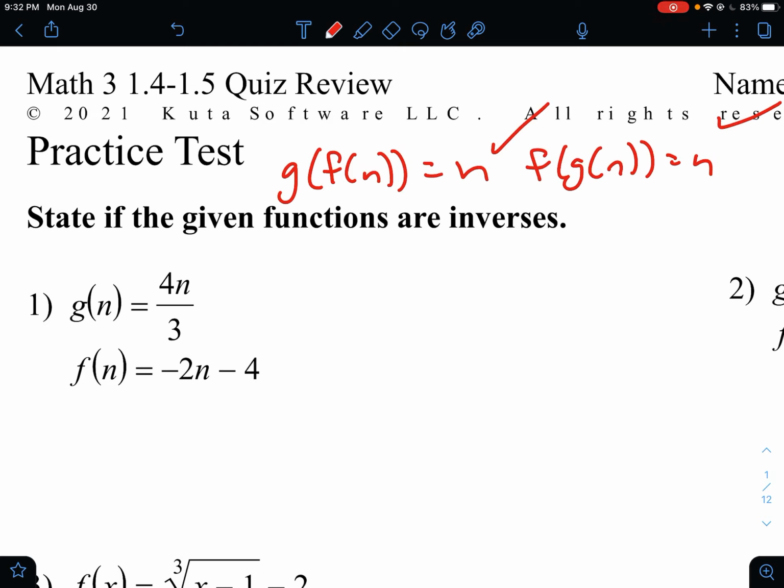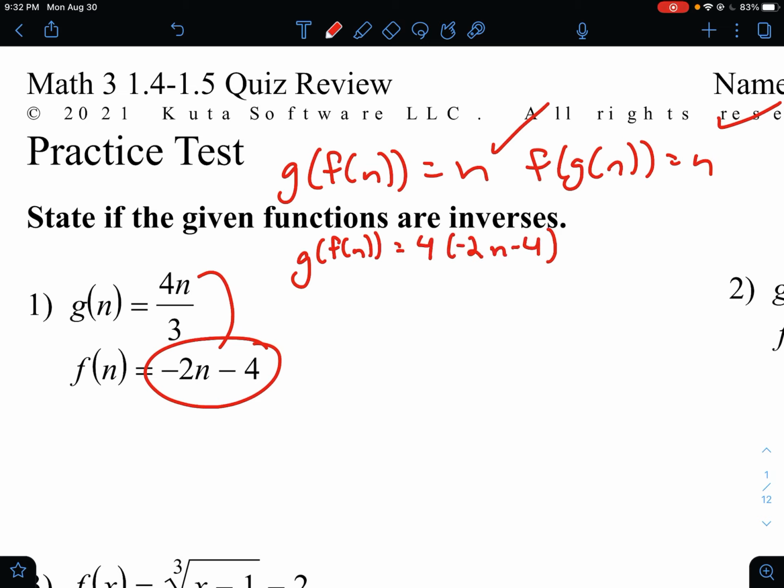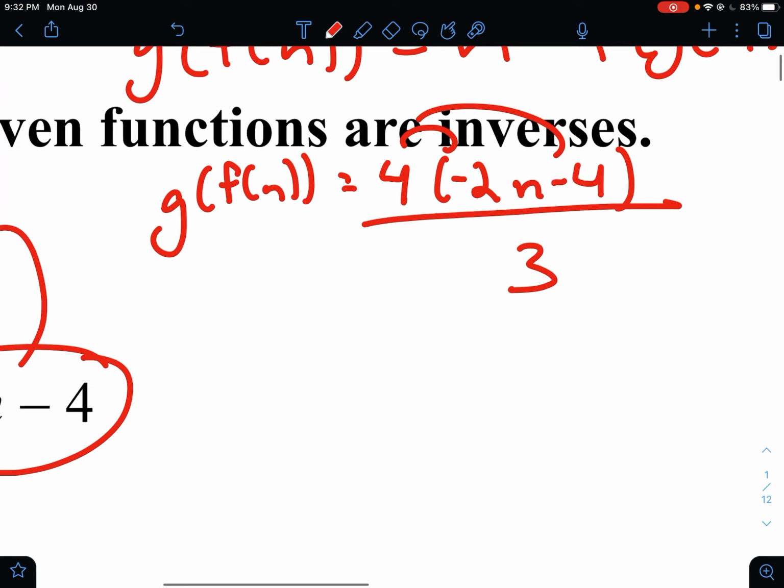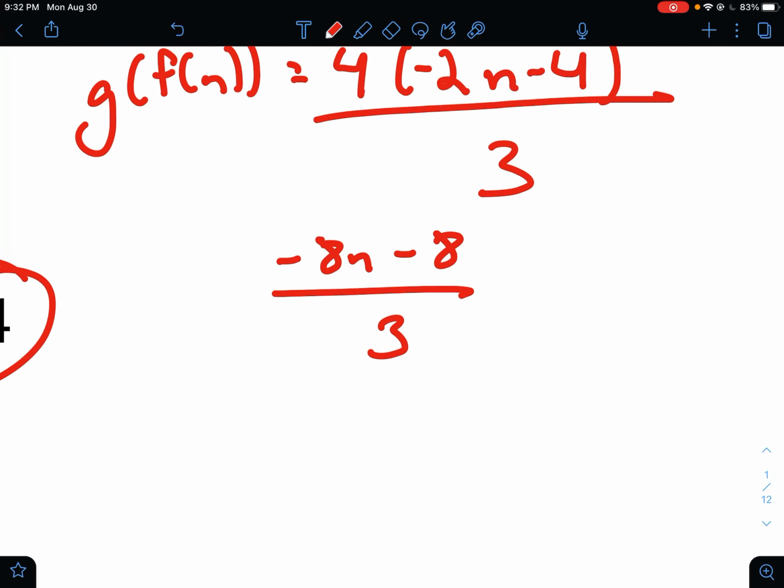We will find g of f of n. So I'm going to go ahead and plug this into here. So I am going to get 4 times negative 2n minus 4 all over 3. So then I need to distribute this. And I get negative 8n minus 8 all over 3. So just from right here, you should be able to tell that these guys are not inverses. I can't really simplify this anymore. I could write it as negative 8n over 3 minus 8 over 3, but that's not going to help me. So if g of f of n equals this, they are not inverses.